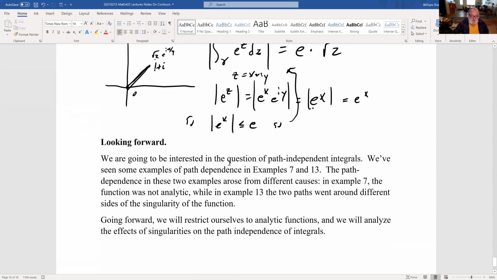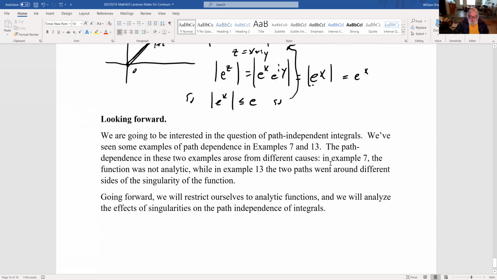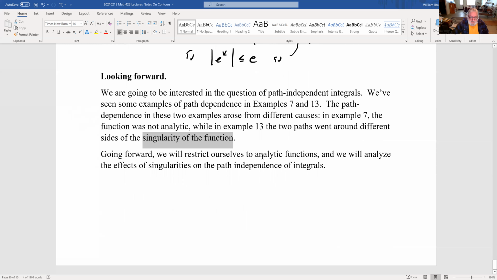So looking forward, we're going to be interested in questions of path-independent integrals. How can you get path-independent integrals? There's two examples that we saw. In one case, we had a non-analytic function. In example 13, the two paths went around different sides of the singularity of the function. 1 over z is not defined at 0. And so if you go one way or the other way around the 0, then you get problems. So going forward, we'll restrict ourselves to analytic functions, and then we want to see what singularities have to do with the path independence of integrals.